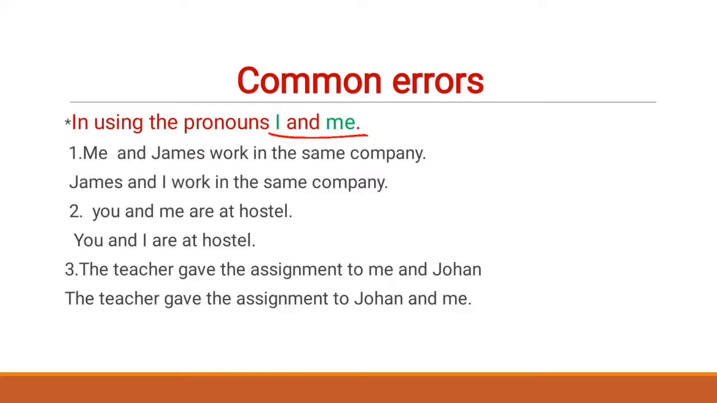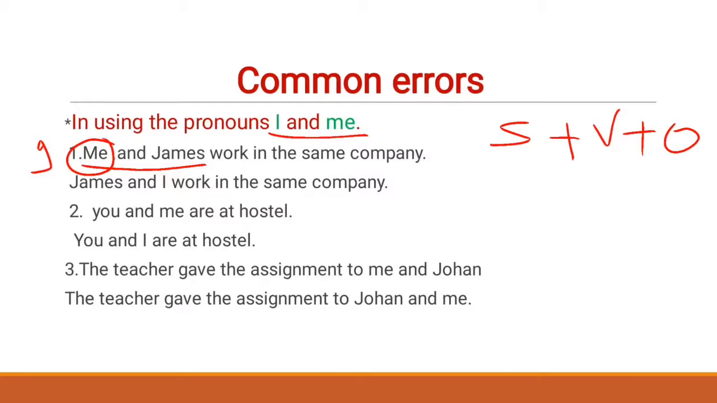Me and James work in the same company, or James and I work in the same company. Are you confused between these two, or are you finding both of them correct? To find the answer to this question, we need to recollect our subject and object, subjective case and objective case. Here, me and James are playing the role of subject, so we cannot use me here. Rather, we would be using the subjective case I. I and James work in the same company.